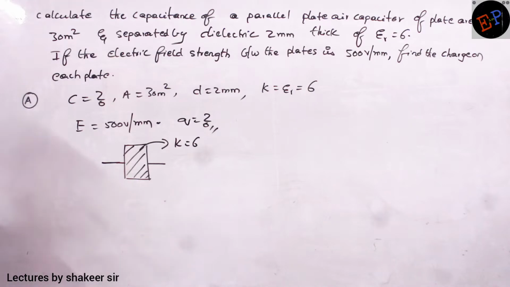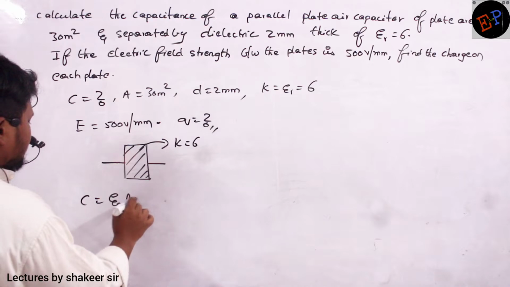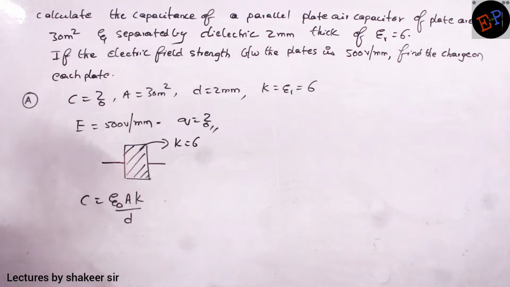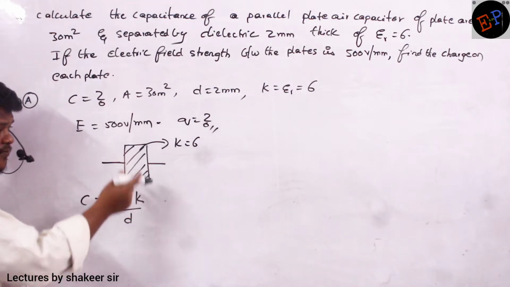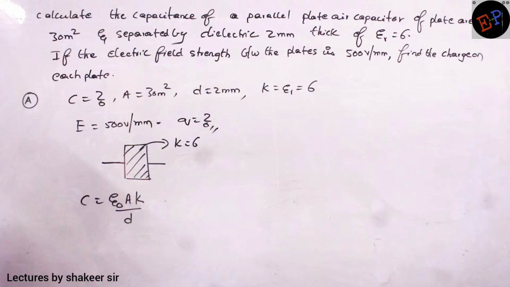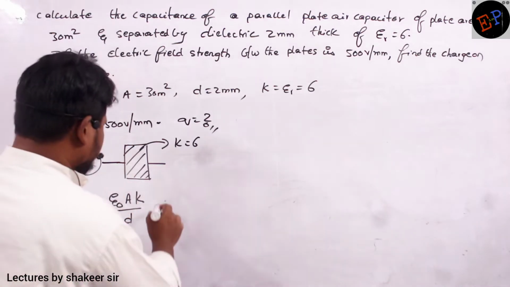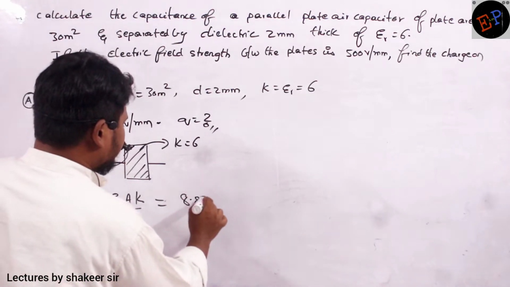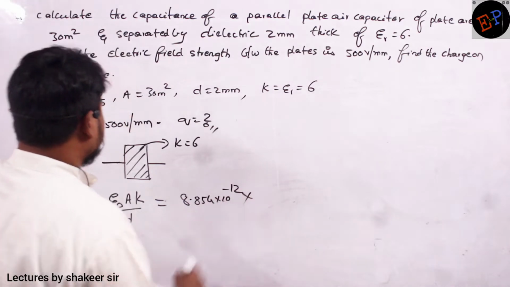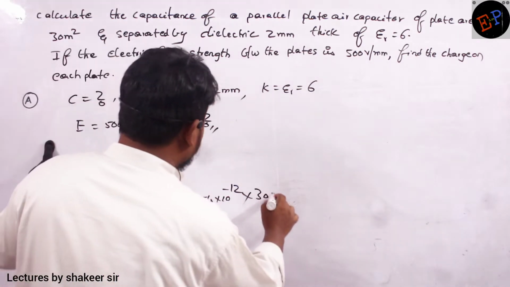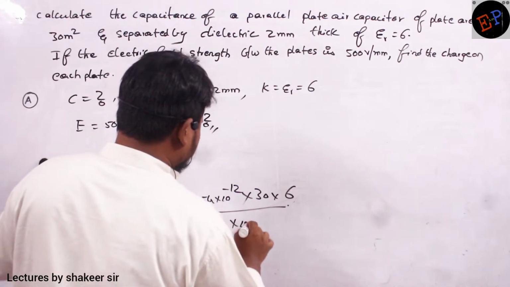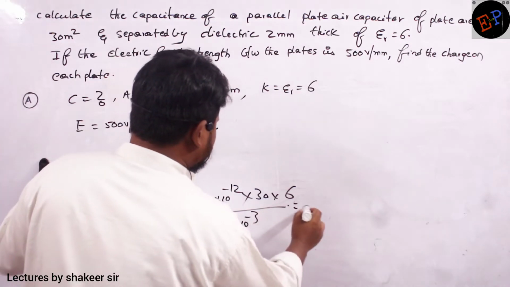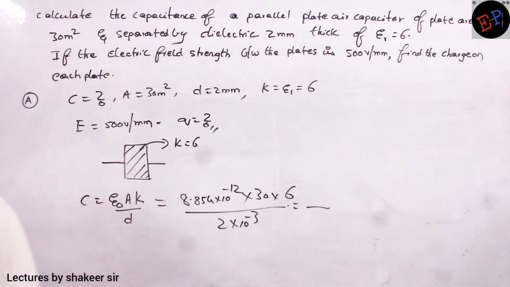Then what is the equation to calculate capacitance? Capacitance is equals to epsilon naught A K divided by d. This is the formula which we have studied now. So total capacitance becomes K times if a dielectric of K value 6 is introduced. Now all values we have, no? 8.854 into 10 power minus 12 multiplied by area, given as 30, K value given as 6, divided by distance between the plates, 2 mm, 2 into 10 power minus 3 meters. If you calculate this, I will get the capacitance of the capacitor.